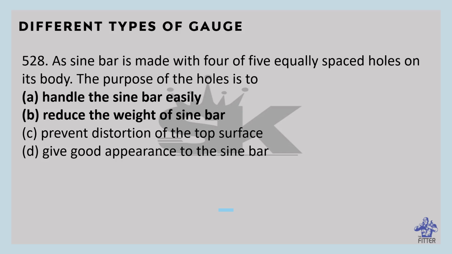The accuracy of the sine bar is 0.001 per inch. This is the accuracy of the sine bar.